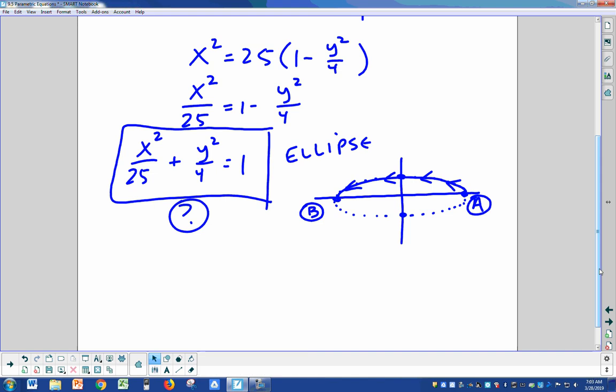We will do more of these problems coming up in more challenging examples, and we'll also learn how to use the graphing calculator to help us with these parametric equations. I hope that helps get you started.